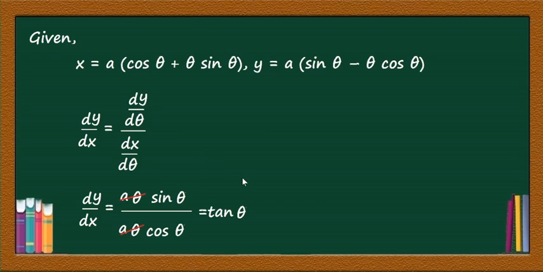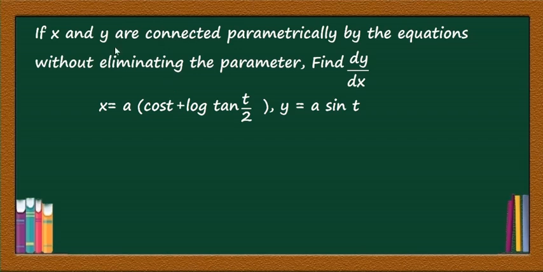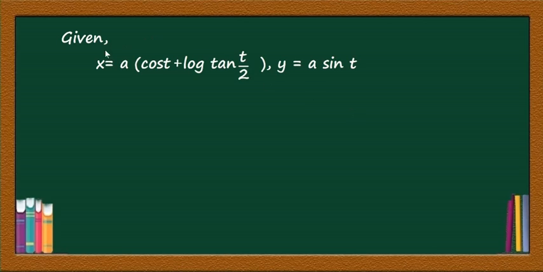And let us take one more question of the same type. If x and y are connected parametrically by the equations, without eliminating the parameter, find dy by dx. X is equal to a into cos t plus log tan t by 2 and y is equal to a sin t.